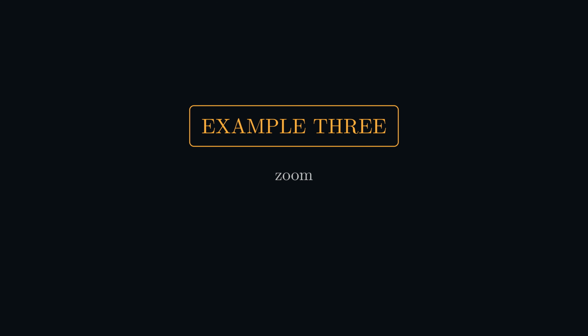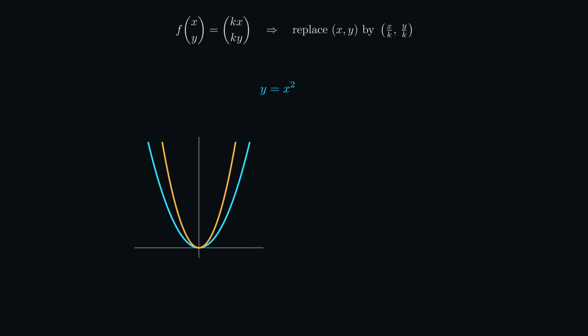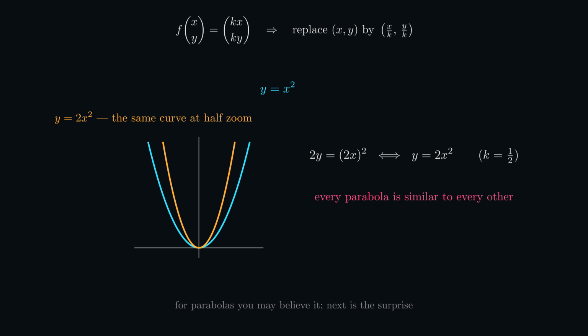Last example. The transformation is now a zoom. Scaling from the origin by factor k sends x, y to kx, ky. Undoing it divides. The pullback is x over k, y over k. So a scaled figure's equation is the old one with x and y each divided by k. Try it on y equals x squared, with k equal to 1/2. Substituting 2x and 2y gives 2y equals 4x squared. That is, y equals 2x squared.